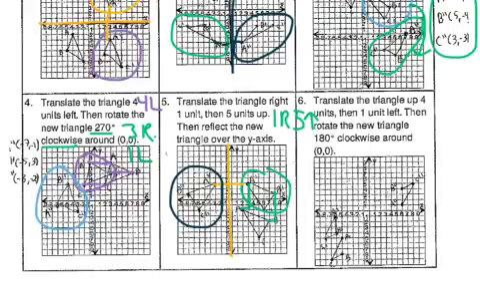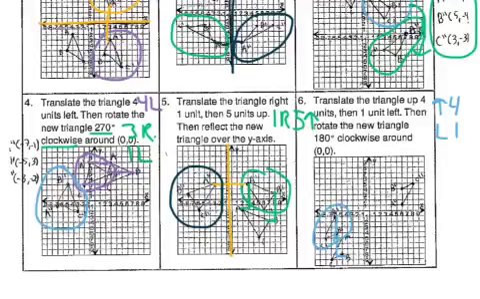Lastly, number 6, we are translating the triangle up 4 and left 1. So I'm basically moving left 1 up 4, left 1 up 4, and so forth. You would get a triangle that looked like this.